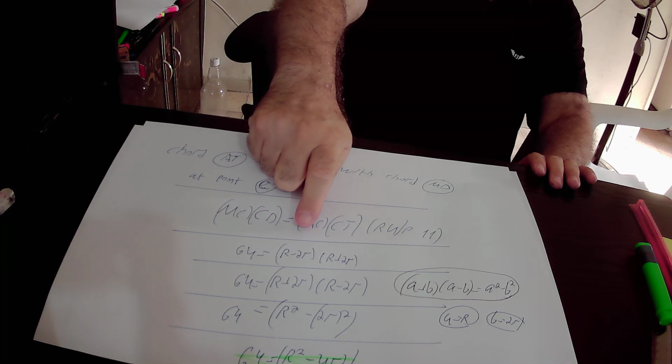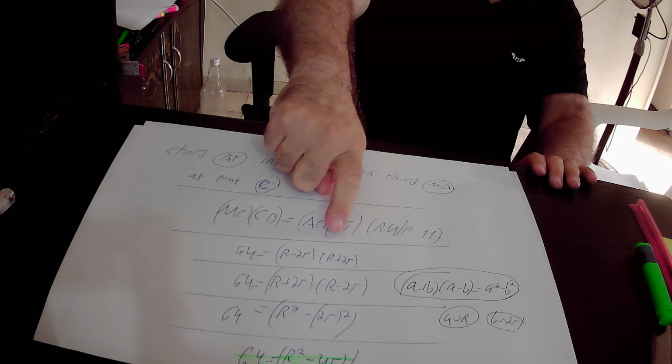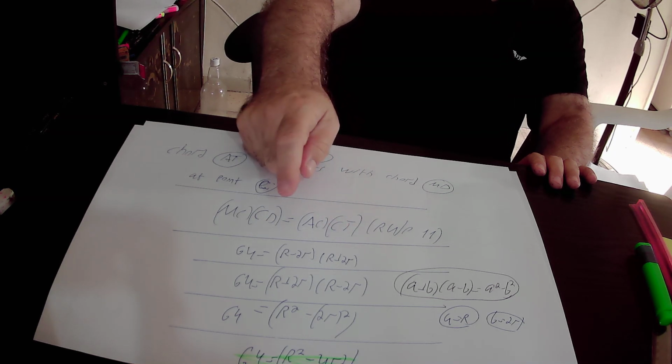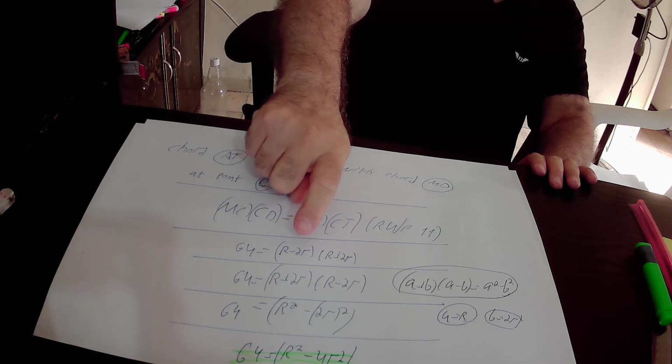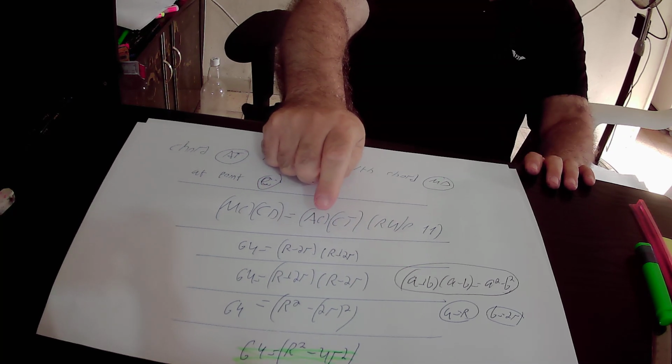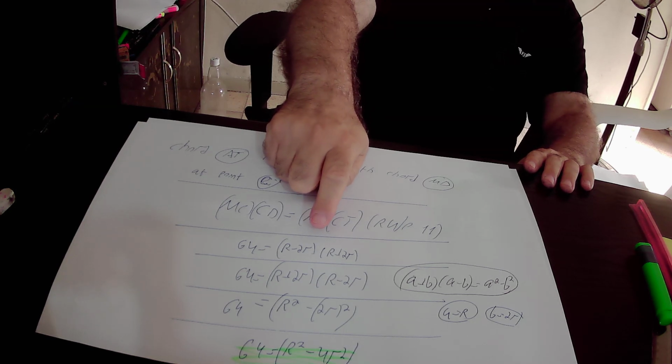AC equals capital R minus 2R, CT equals capital R plus 2R. So if I know that 64 equals capital R plus 2R times capital R minus 2R, what is the value of this expression?